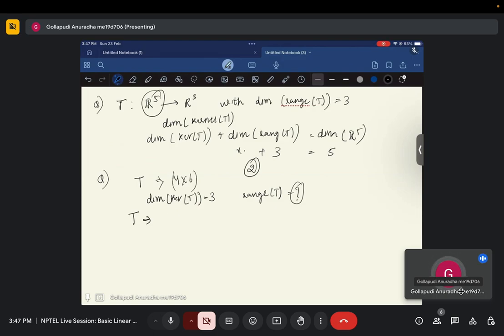So what does this 4 by 6 mean? That T is going from R6 to R4. So dimension of range of T plus dimension of kernel is equal to 6, which means this will be 3, because I said this is 3.